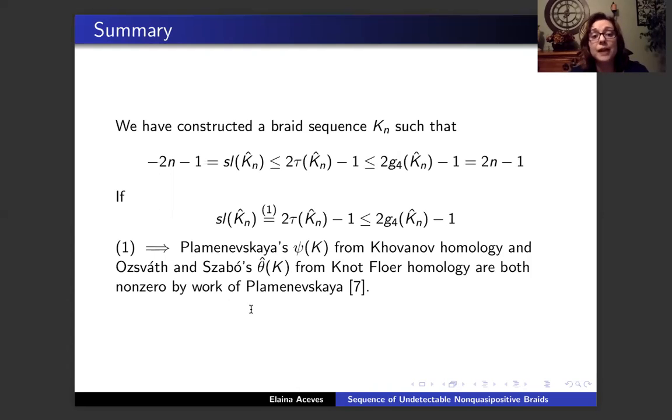And by work of Plemenevskaya, we know that these two invariants, psi of k and theta hat of k, are in fact both non-zero, just like quasi-positive knots are, which shows that we have a braid sequence that just becomes more non-quasi-positive as the sequence progresses, and yet it is undetectable by these two invariants. And in particular, the two knots 12N239 and 12N512 share the fact that they are suspected to be non-quasi-positive, but maintain this equality and are unable to be detected by these two invariants.